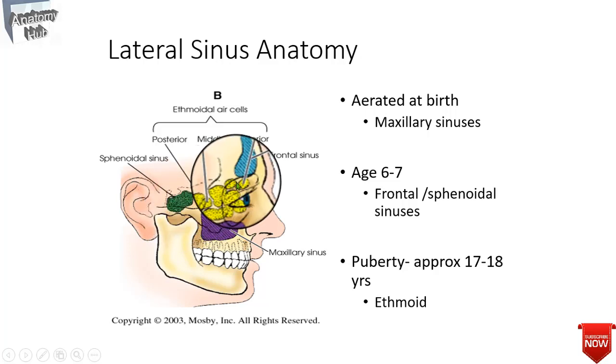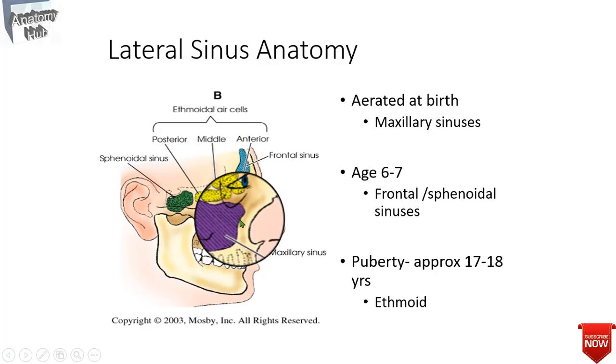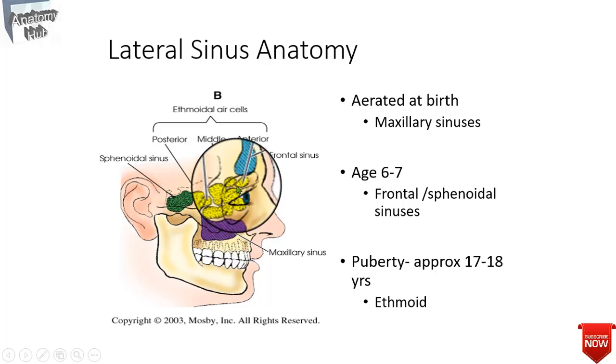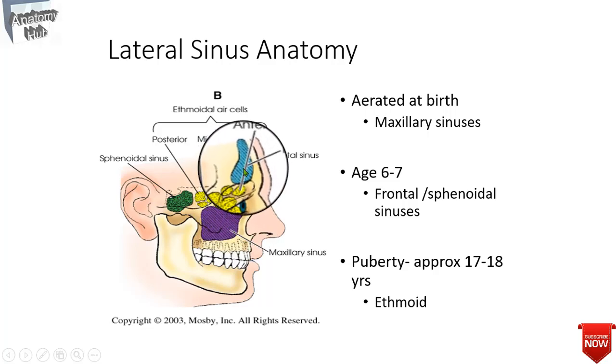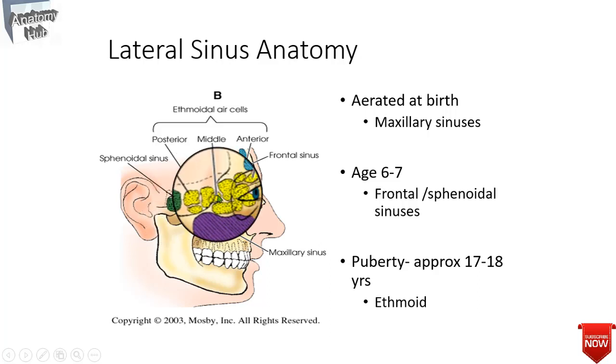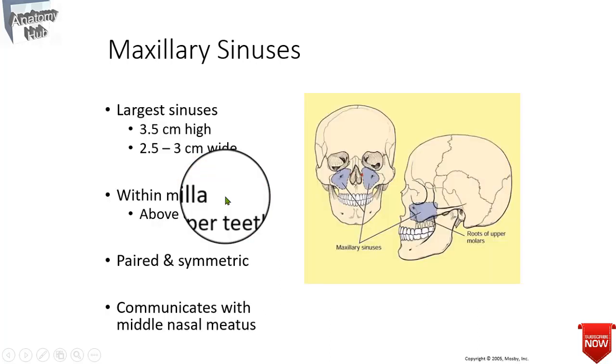So it is actually aerated at birth, that is the maxillary sinus, and at the age of 6 to 7 years there is a formation of your frontal and the sphenoidal sinus, and during the puberty time, approximately 17 to 18 years, the ethmoidal sinus develops. So here first we will see the maxillary sinus.